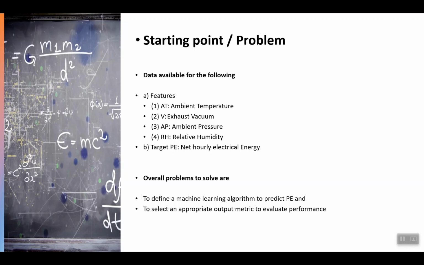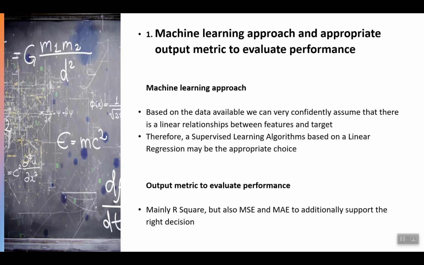So the overall problems that we need to solve here were about defining the correct machine learning algorithm to predict the PE, and also to select an appropriate output metric to evaluate the performance of our model. So let's get into the first part of this project, which was about the machine learning approach that we took and the appropriate output metric to evaluate the performance.